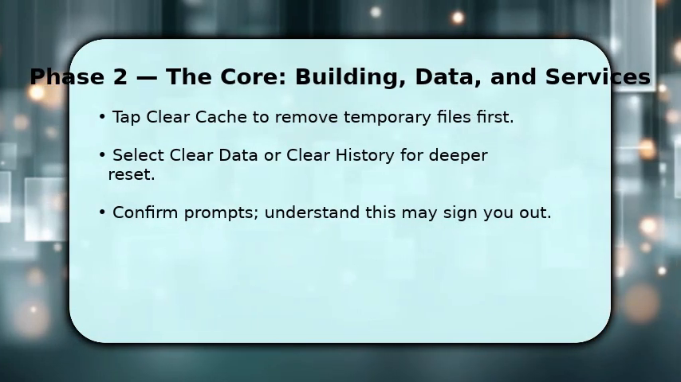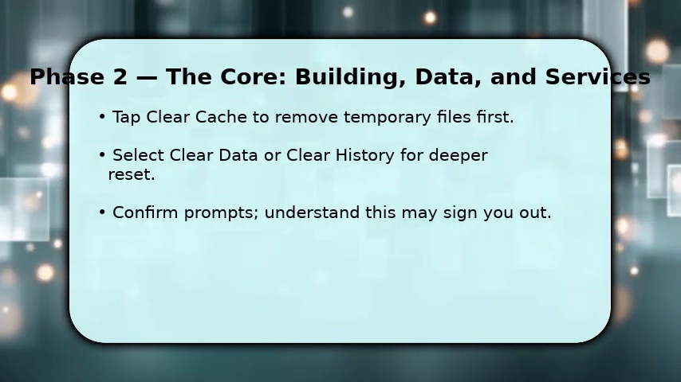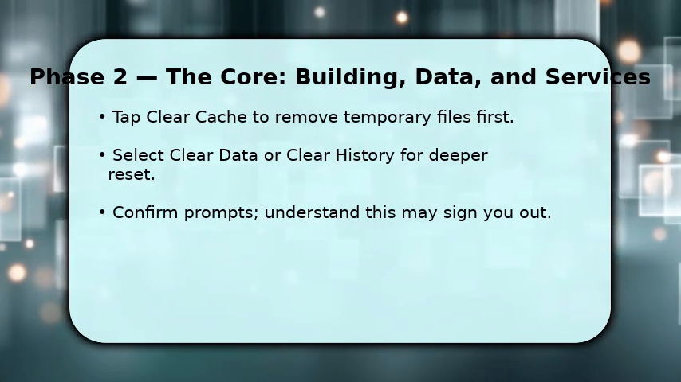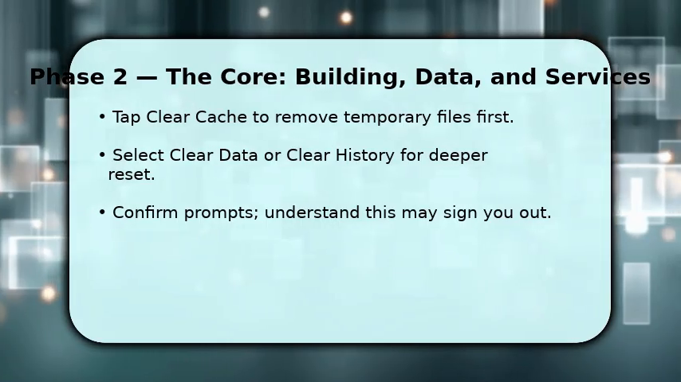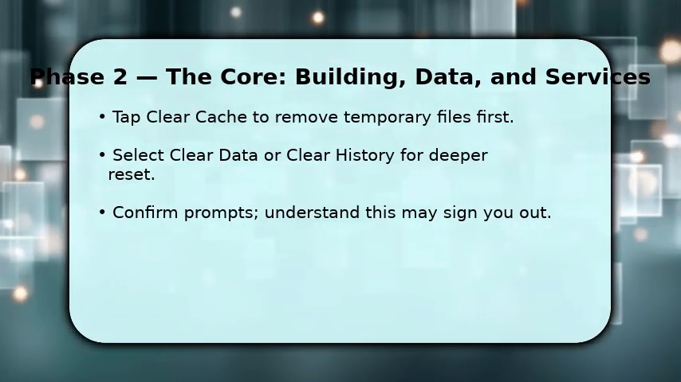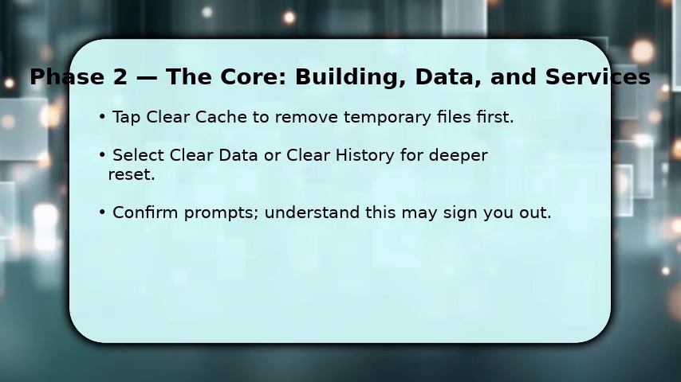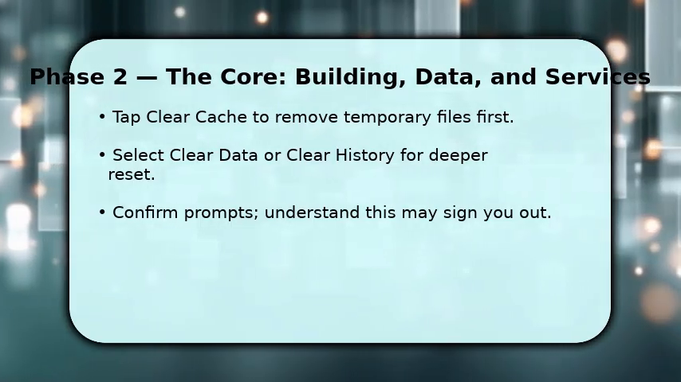Now you perform the core actions. Tap Clear Cache to remove temporary files that often cause glitches, and then, when ready, choose Clear Data or Clear History to reset the app state. You do this because cache fixes transient issues, while clearing data removes stored settings that can block restores.